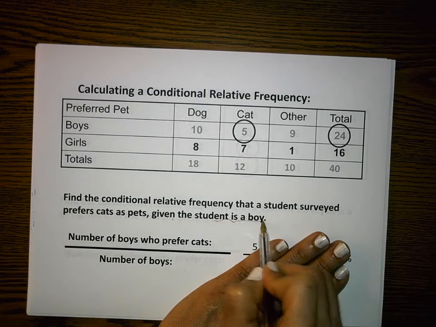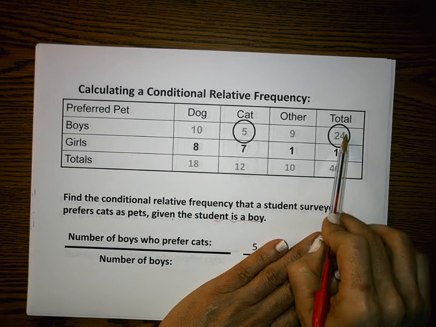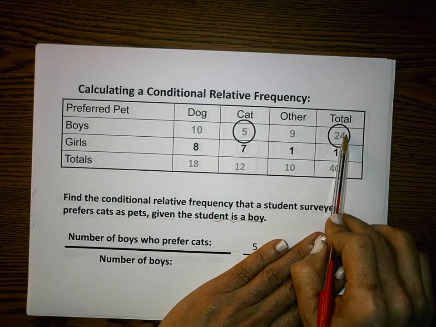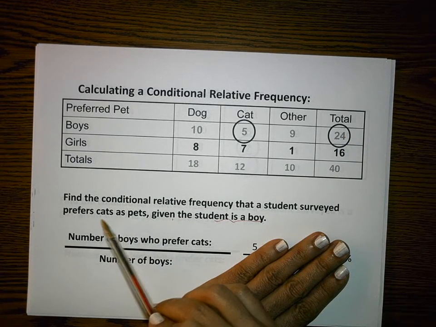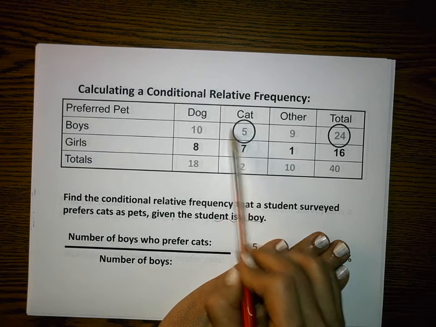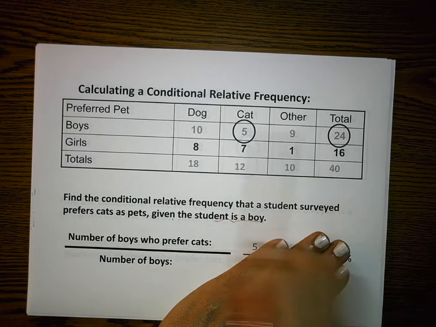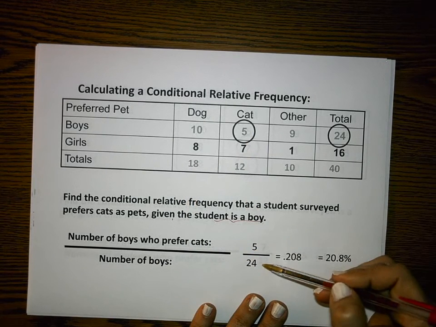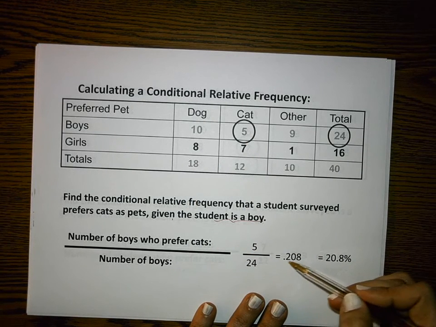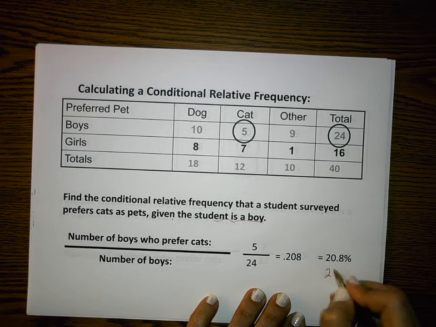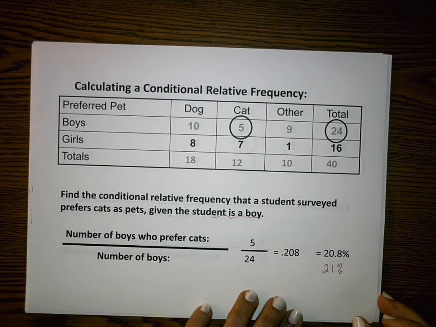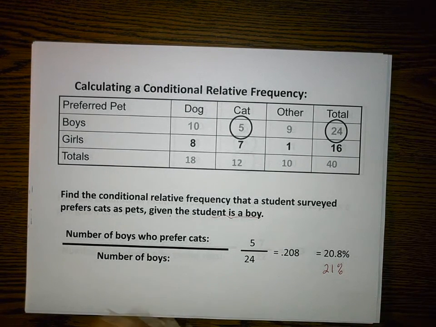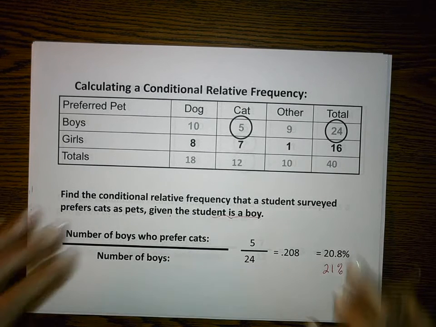So I can only look at the boy column. That's my condition. I can't look anywhere else. But I want to find all the boys that like cats. So that's 5 boys, given that I can only look at boys. That's 5 boys that like cats. So that would be 5 divided by 24, which is 0.208. You can totally round that to 21%. Okay? So the conditional percentage, relative frequency is a percentage. We have to give you a condition to only look at a certain spot, only take it from that category, and then you're good. Okay?